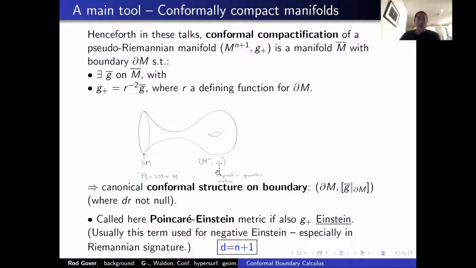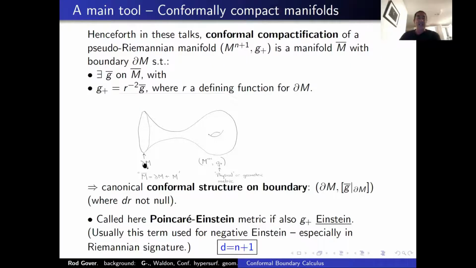To see how that arises, what you should be thinking is that this metric G plus is fixed. Nothing else is fixed. All you need is there exists such a G bar. So you can change your mind about G bar and R simultaneously. So for instance, you can replace R with a positive function times R, and you'll get another defining function for the boundary. G plus is fixed, so you should conformally rescale this G bar to compensate for that.